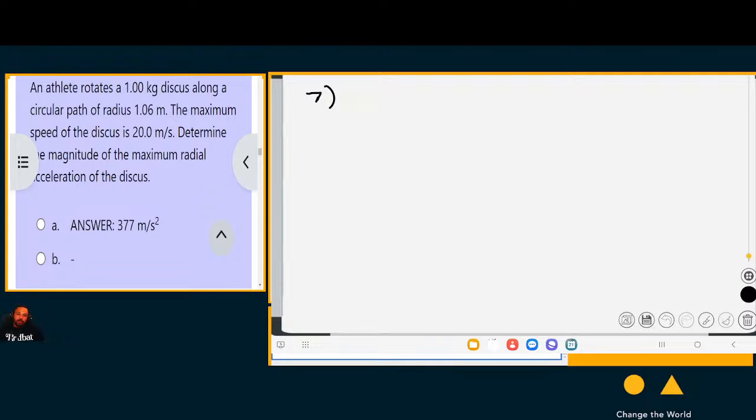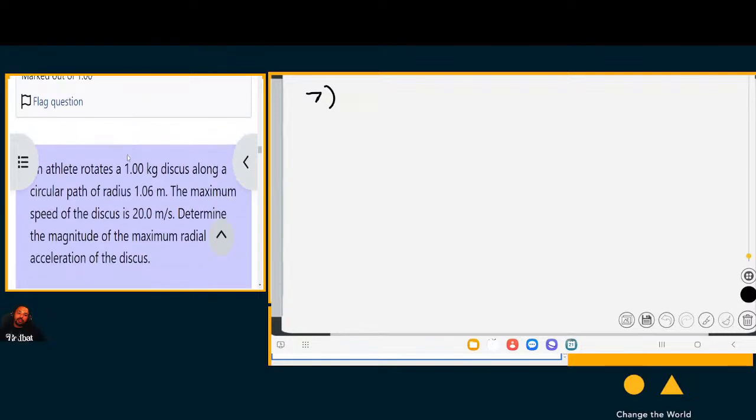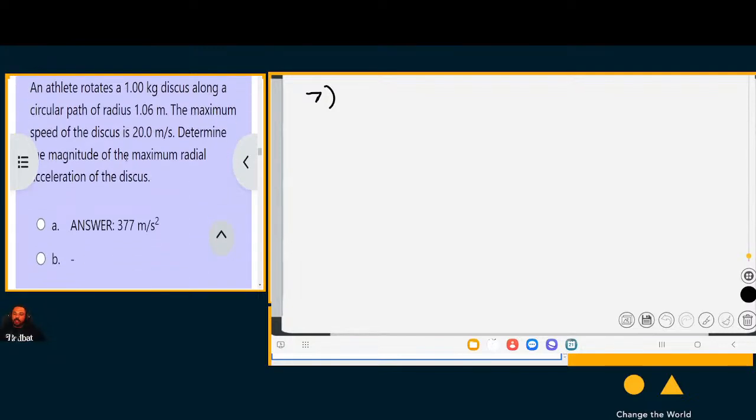So I'm going to do one problem on uniform circular motion as it's a motion in a plane. It's uniform circular motion, but it's still two-dimensional motion. Okay, let's do this problem. They tell us that an athlete rotates a 1 kilogram discus. So we have an athlete rotating a 1 kilogram discus along a circular path. So there's a circular path.